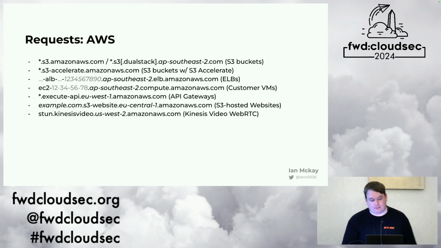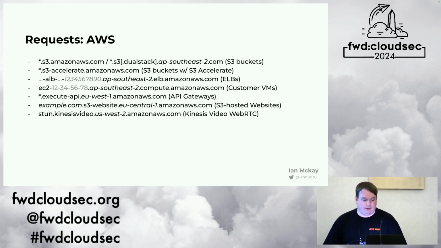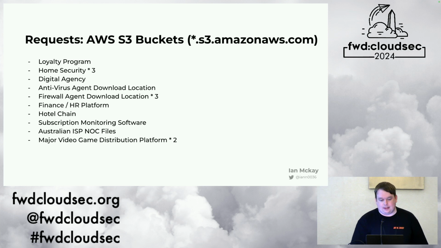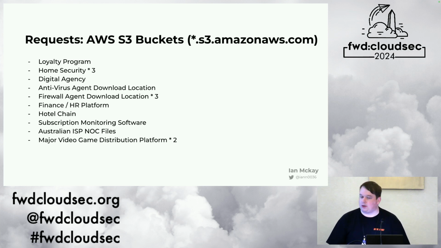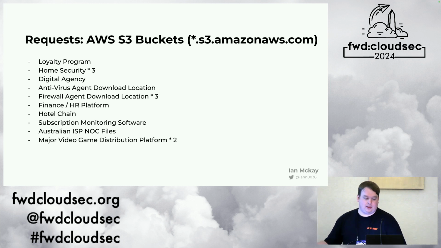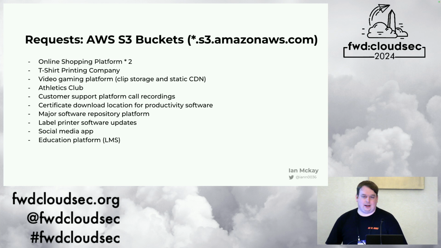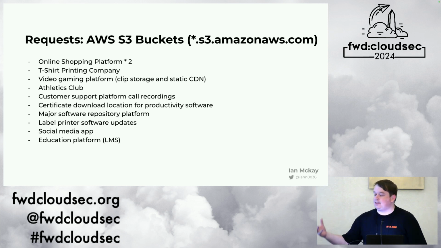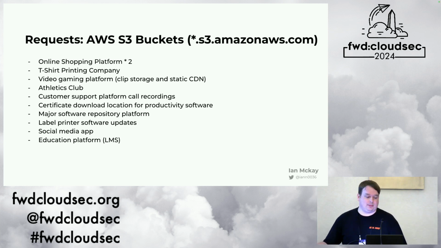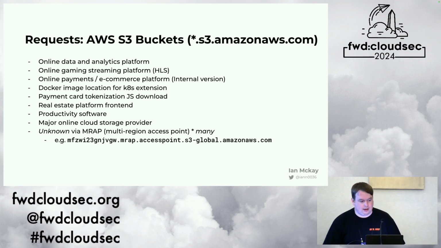But I did see traffic. So I received traffic for S3 buckets, ELBs, again, customer VMs, API gateways, and so on. For the S3 buckets, here's a summary of some of the bucket requests that I received. So buckets like loyalty programs, digital agencies, hotel chains, shopping companies, athletics clubs, social media apps. Again, these are real buckets that exist that I've actually filtered out for the customer's privacy. But they are legitimate companies that I could positively identify, some of which you would have heard of.